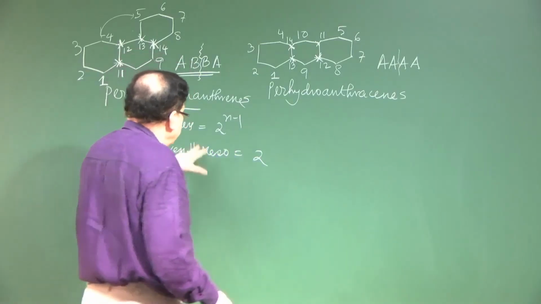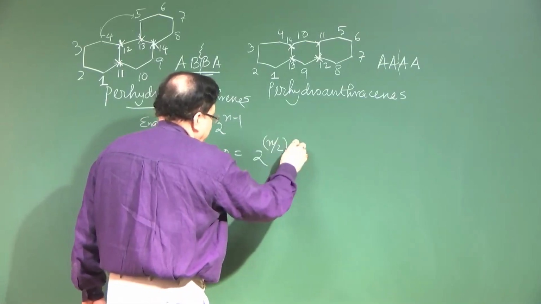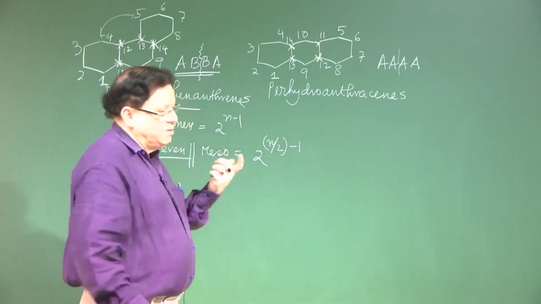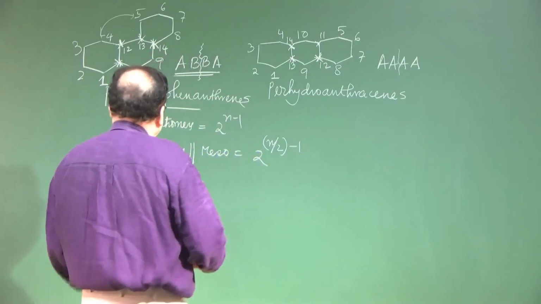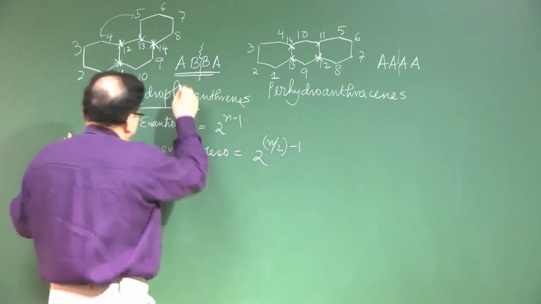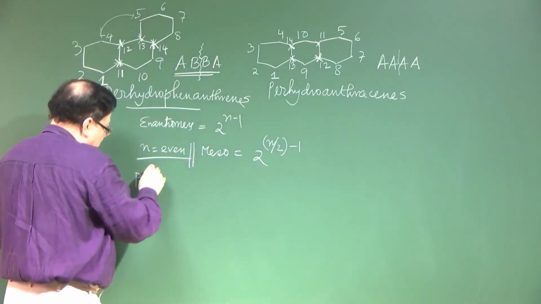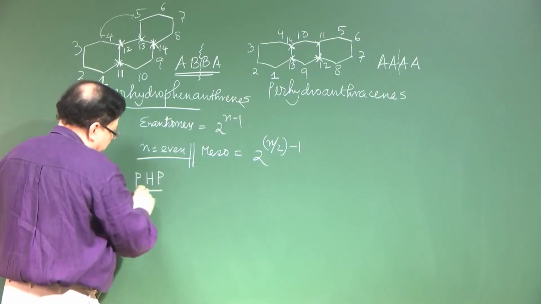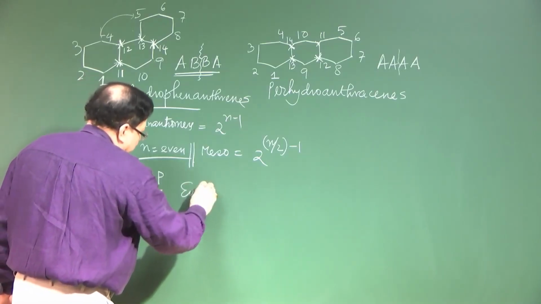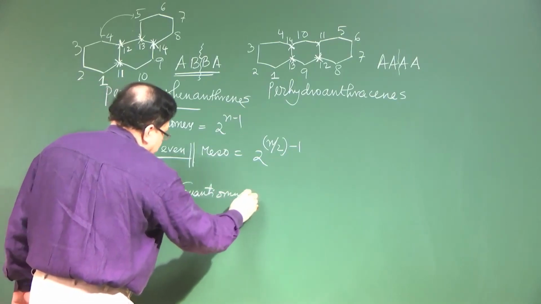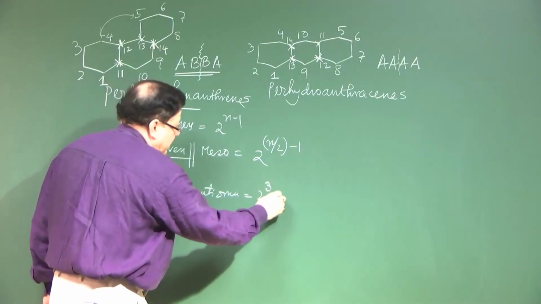Okay. So, the number of meso is basically 2 to the power n by 2 minus 1, when n is even. So, we are dealing with n equal to 4 here. So, we can say the number of enantiomers for perhydrophenanthrene, if I write it as PHP, is equal to 2 to the power 4 minus 1. So, 2 to the power 3, that is equal to 8.